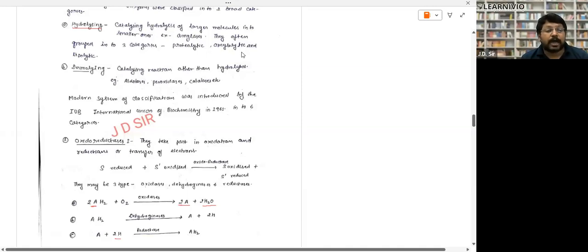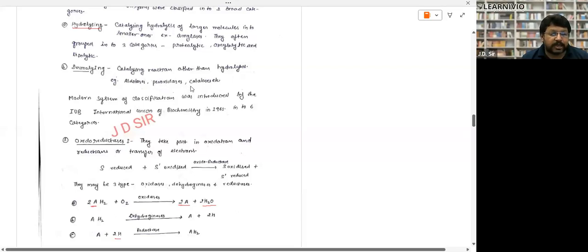Amylolytic, breaking down the carbohydrate. And lipolytic, breaking down the lipids. So first hydrolyzing enzyme, then desmolizing enzyme. This is the older classification of the enzyme, catalyzing the reaction other than hydrolysis, right?